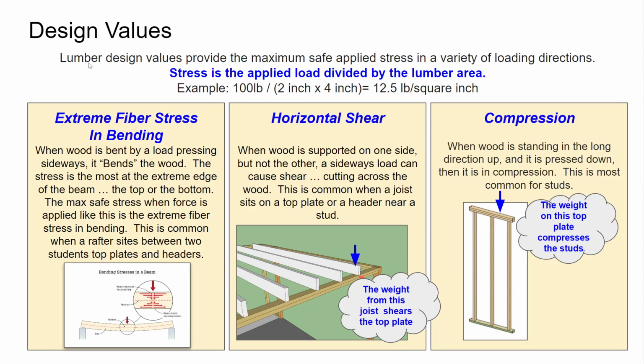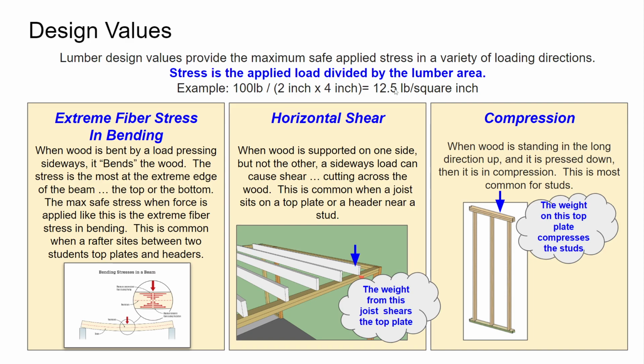So lumber design values are the maximum safe applied stress. And there are various loading directions. So if I load it sideways, it does one thing. If I try to shear it, that's like just slicing it in two. That does another thing. Compression is another. So there are numbers for all those. And the number that's important is called stress. And it's the load divided by the area that load is spread out over.